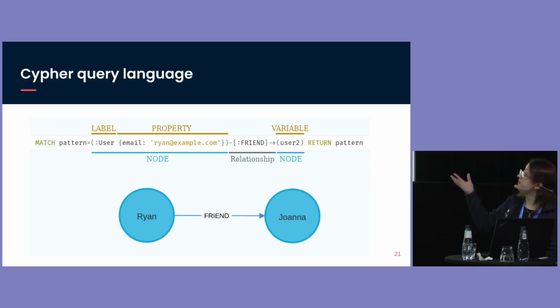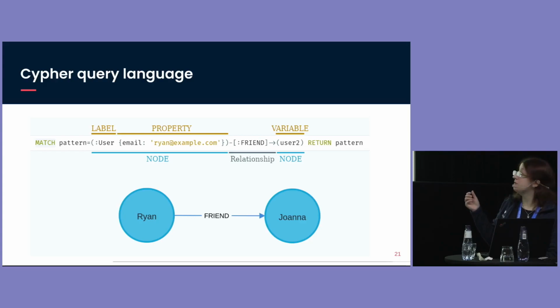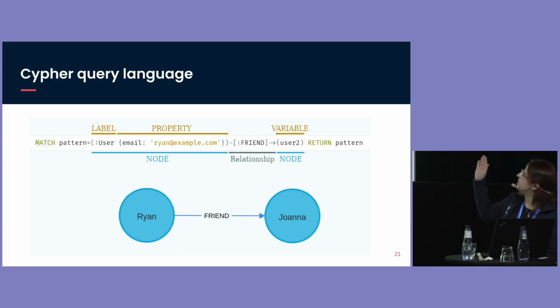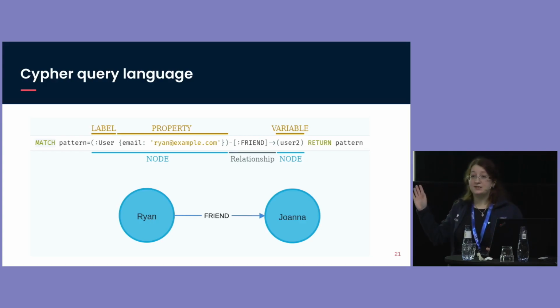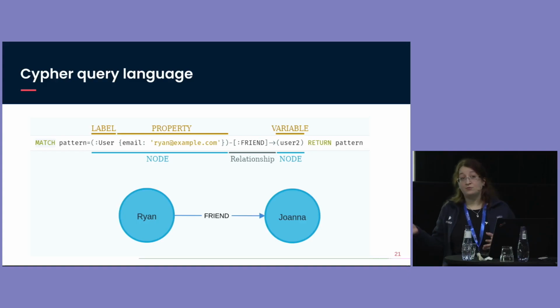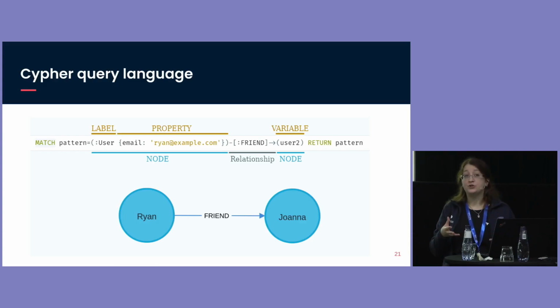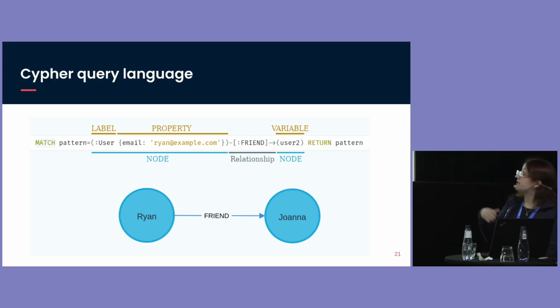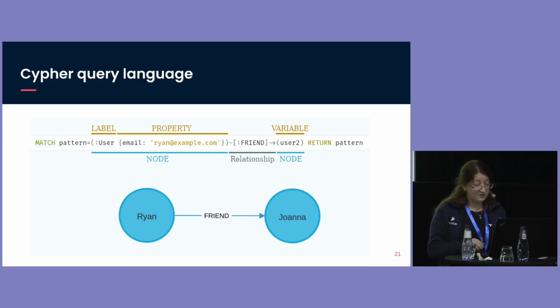So what we are doing here is looking for a node with label user and a property email with value ryan@example.com that has a relationship friend directed to another user. And the second user in this case is just a variable. You can use variables in Cypher the same way that you use them in SQL. Another interesting thing you can do is return and assign to a variable the whole pattern, which is what we are doing here. So now let's go back to friends of friends.